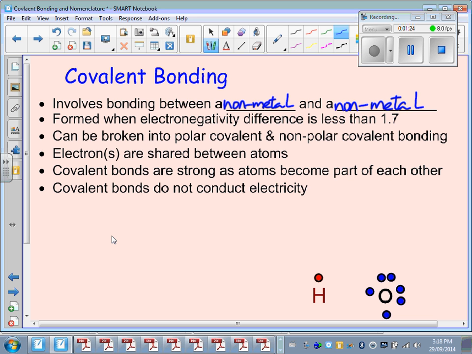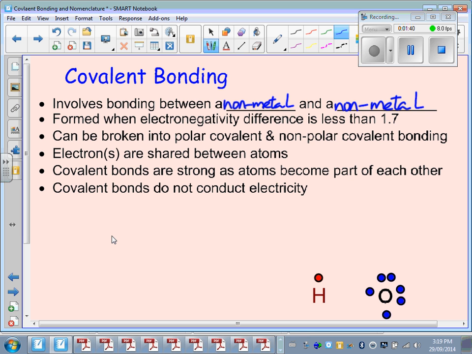Electrons are shared between atoms. If you remember with ionic bonding, the electrons were transferred. So now the electrons are not transferred, rather they're shared. So they have the electron for a certain amount of the day or week, or whatever way you want to look at it.